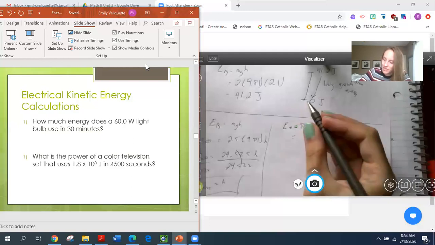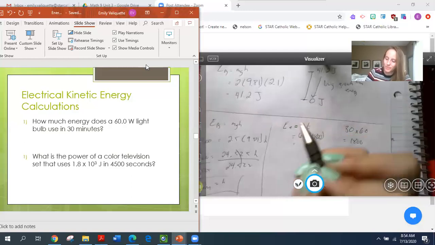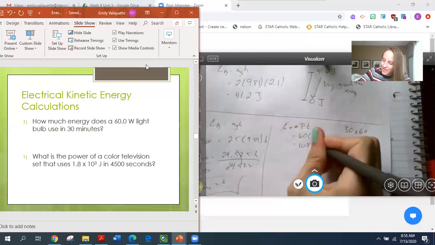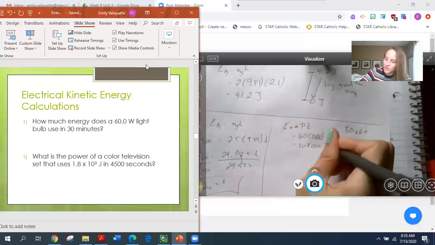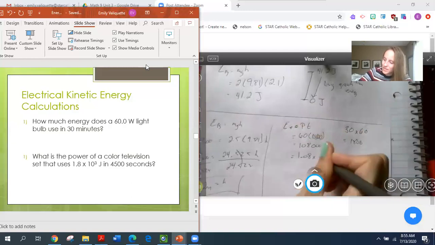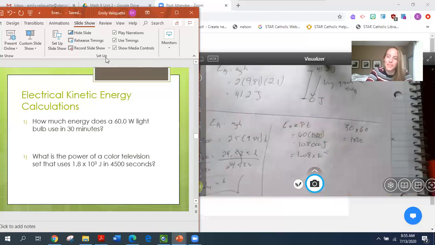And then we just plug it into our electrical energy formula. Take our power, which is 60, multiply it by 1800. And you get 108,000 joules, which you could also write as like 1.08 times 10 to the power of 5. Okay, try the second one on your own and then come back for the answer.